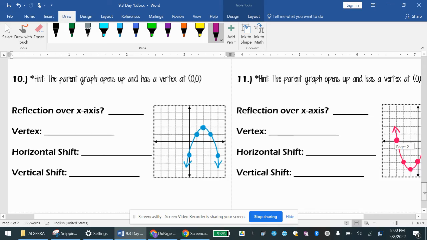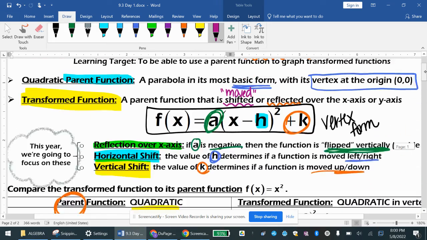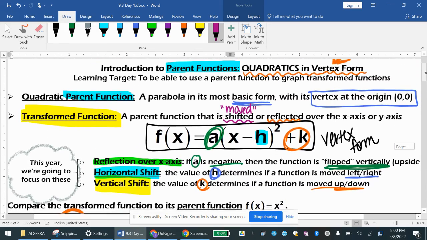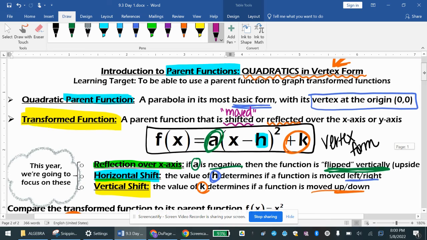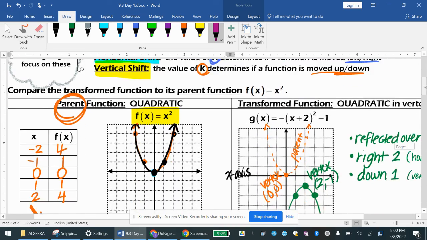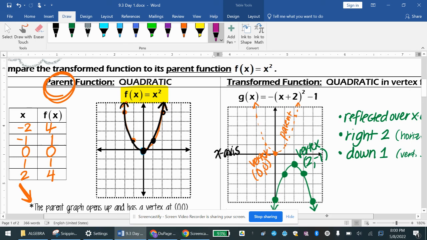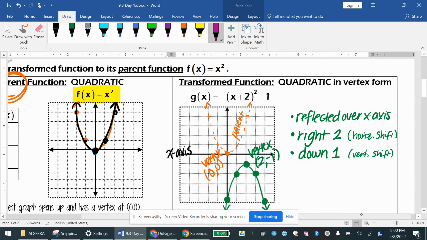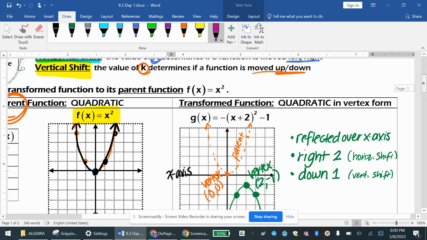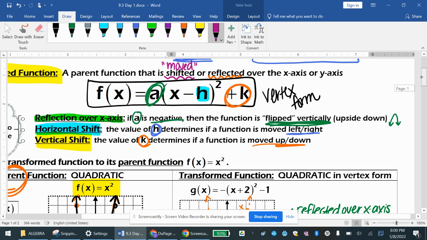Okay. All right, so main thing, guys, acuérdense que estamos hablando de parent functions. We're talking about parent functions and transformed functions. The parent function for quadratics opens up and always has a vertex at 0, 0. So cuando ustedes están comparando transformed functions, you're always going to be looking at three values, los valores de A, H, y K. You're going to be looking at A, H, and K.